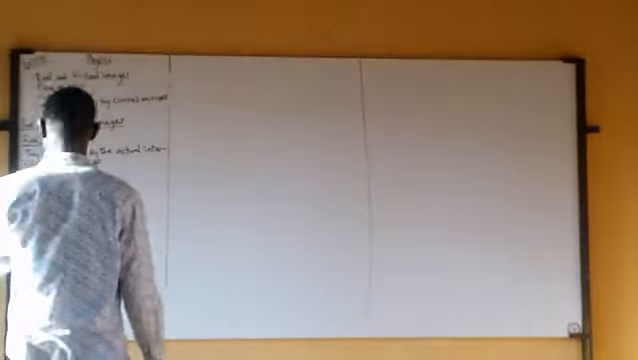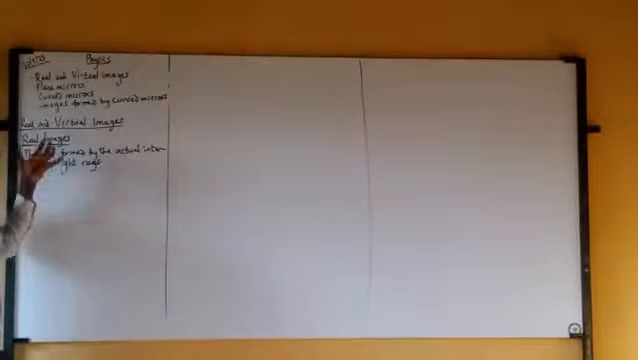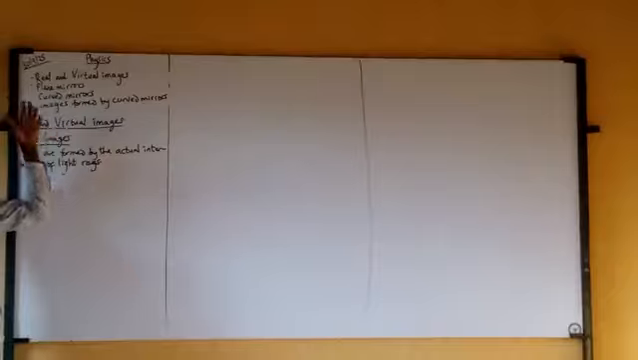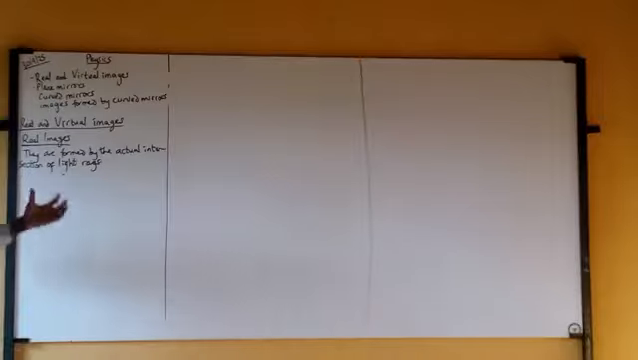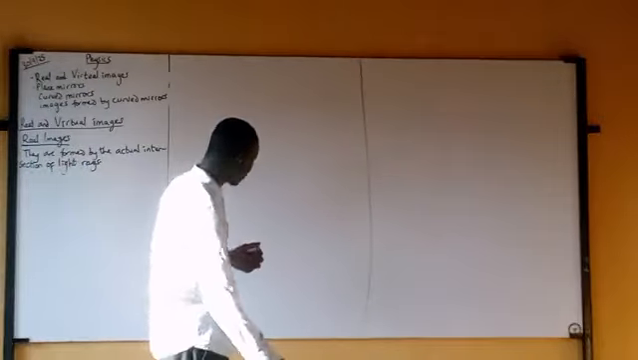So we want to look at these four things. We'll be looking at real and virtual images, plane mirrors, curved mirrors, and images formed by curved mirrors. So we'll begin with real and virtual images.